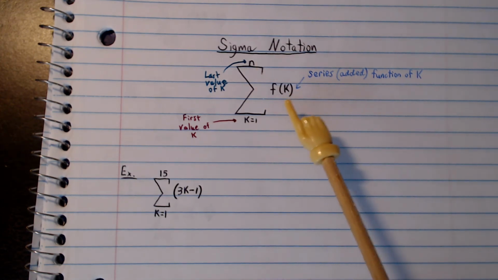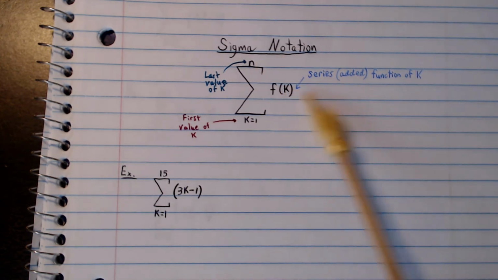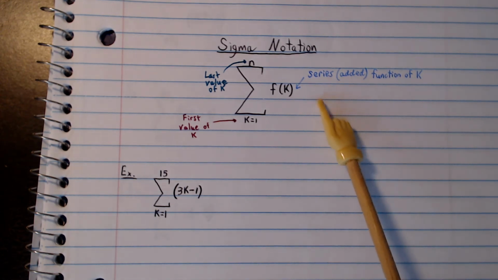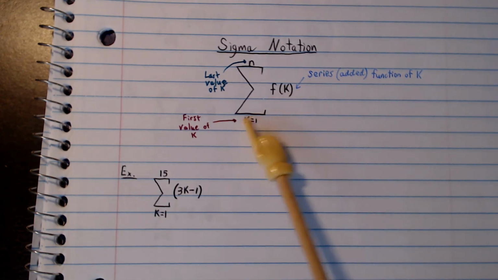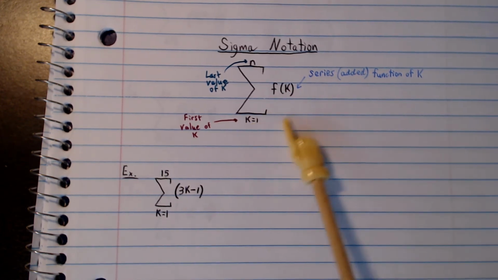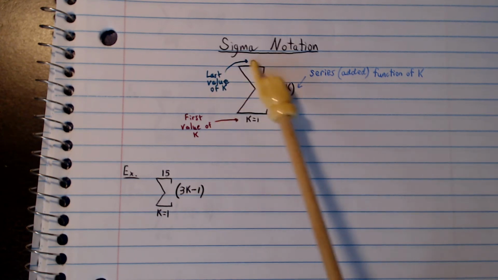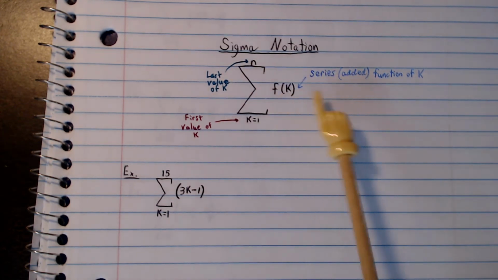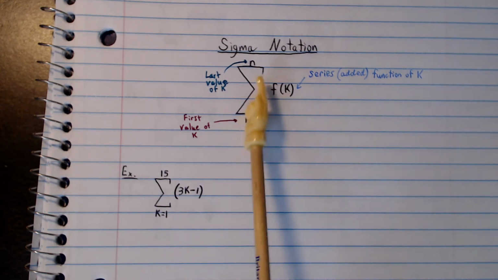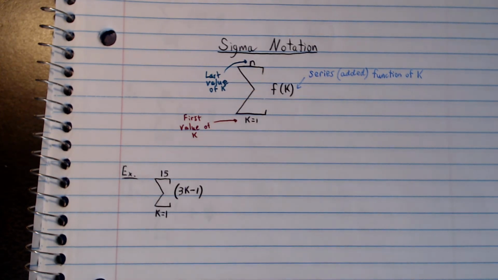And then finally, this is the function of k that we're going to be adding. Therefore, it's a series. So what's going to happen is we're going to plug in this first number of k. Then we're going to plug in the second number of k and the third, all the way up till the last number of k. And whatever results we get, we're going to add along the way. And that's what this is telling us to do. So let's check out an example.